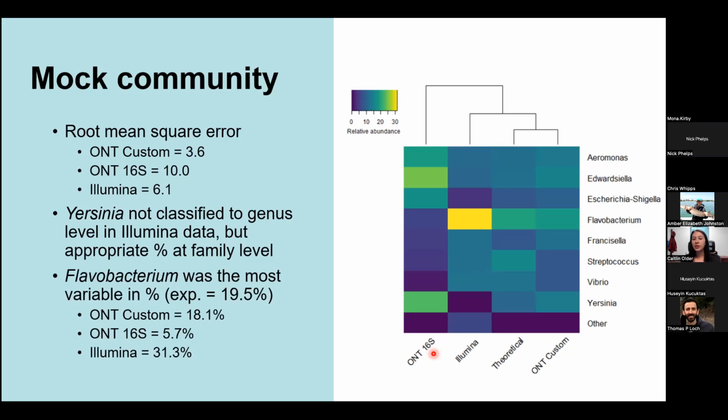Bifidobacterium was the bacteria with the most variable relative abundance. You can see that here, so it looks pretty similar between the theoretical and the ONT custom. It should have been present at about 19.5% relative abundance, but in the ONT16S, it was present at 5.7%, and in the Illumina, 31.3%.